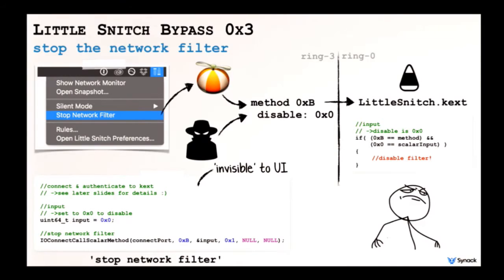Method B takes a single parameter, a 0 to turn off the firewall, or a 1 to turn it on. So we can write our own code to do this ourselves. Now, the best part about this bypass is it's invisible to the UI. So if malware invokes method B with a 0 to turn off the firewall to exfiltrate data or connect to a command and control server, if the user looks at the status of the firewall, it'll still show that it's on.